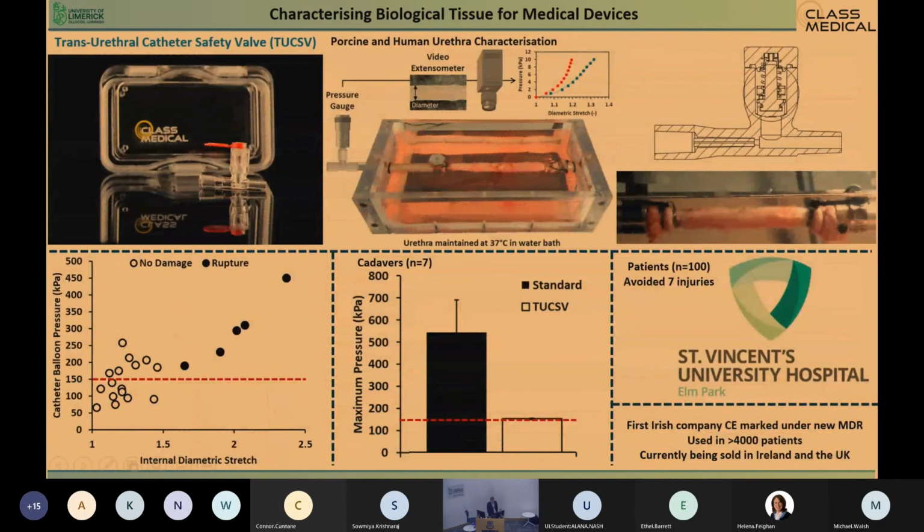So here is the medical device. Sorry if people can't see my pointer. I'll get it up again here. So this is the actual device here. This is a lovely marketing picture for it. It's called the Transurethral Catheter Safety Valve, the TUX-V, and our spin-out company that was designed to commercialize this was Class Medical. But here you see the device.